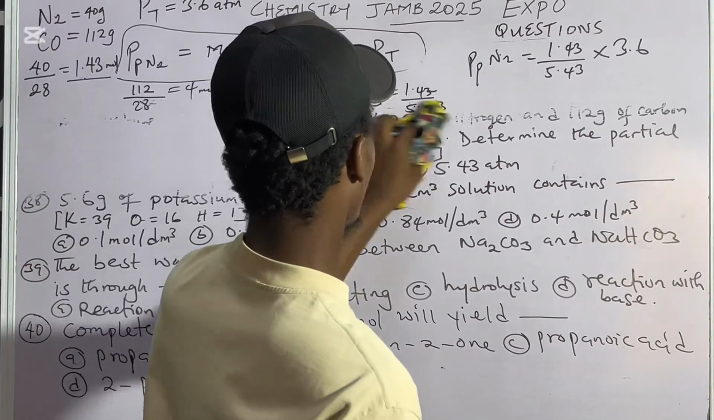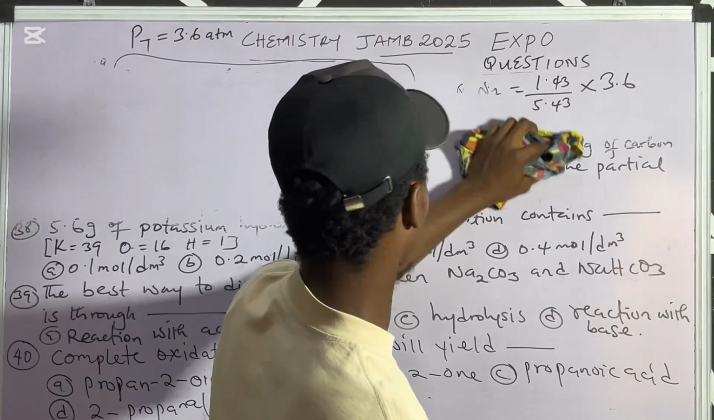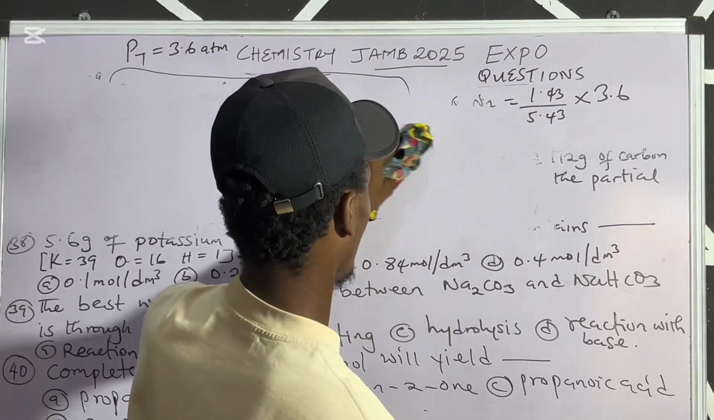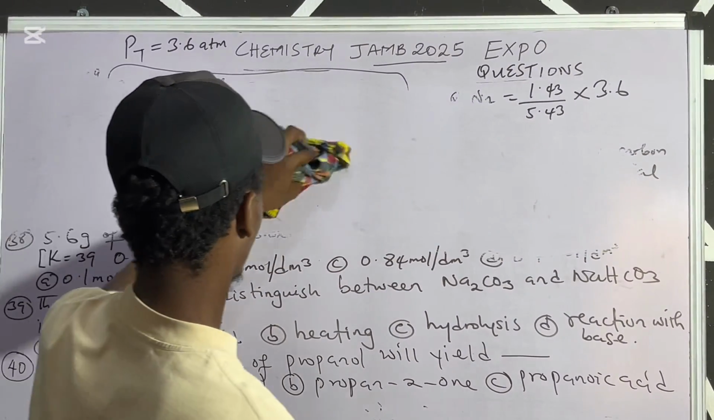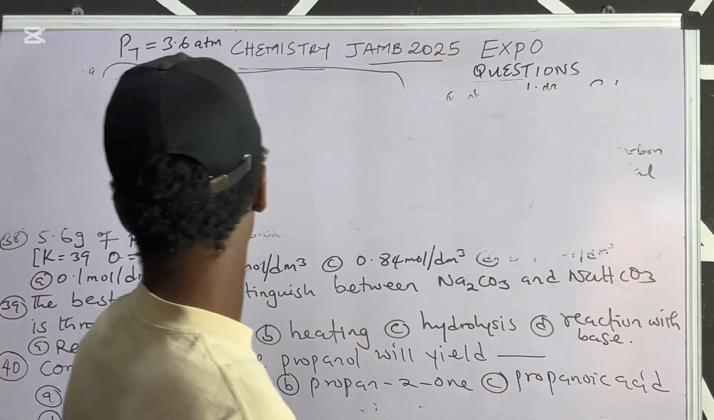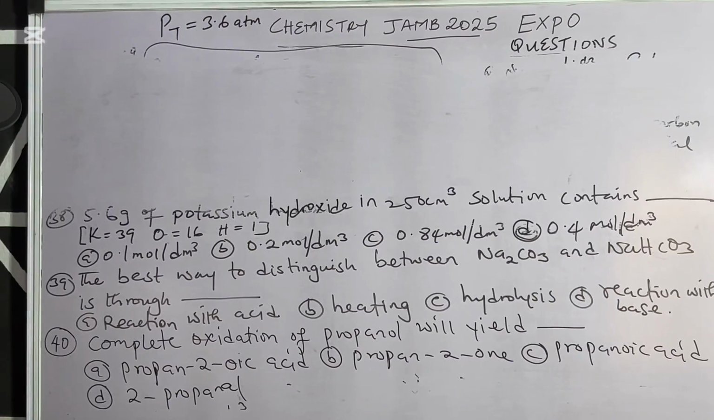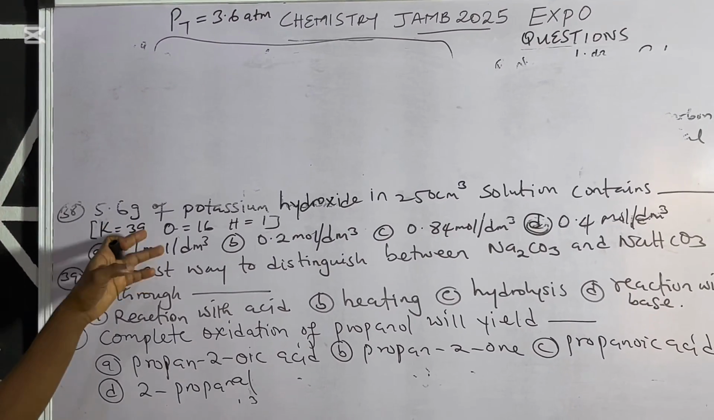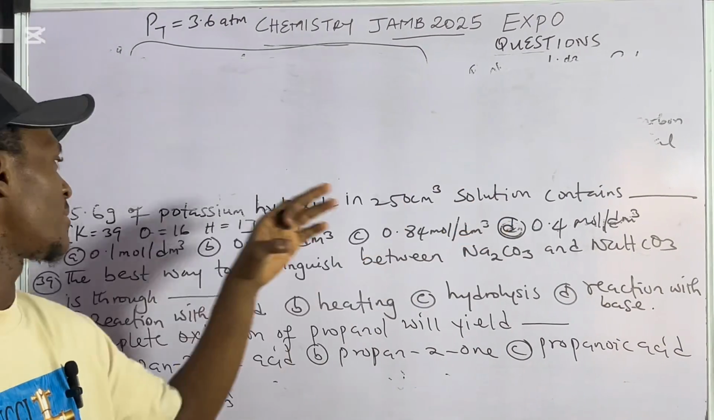Question 38. What is in question 38? Let's confirm. Question 38: 5.6 grams of potassium hydroxide in 250 cm cube solution contains dash.